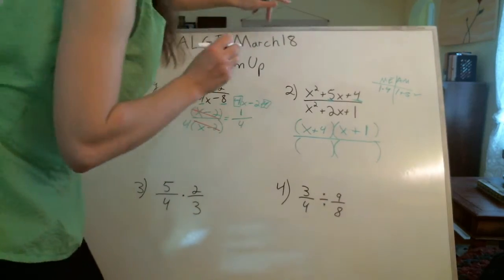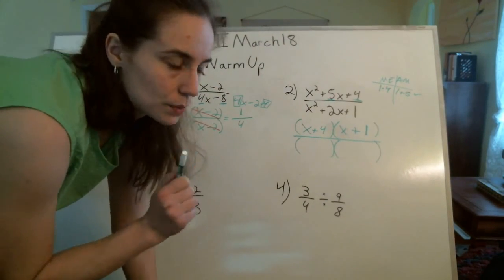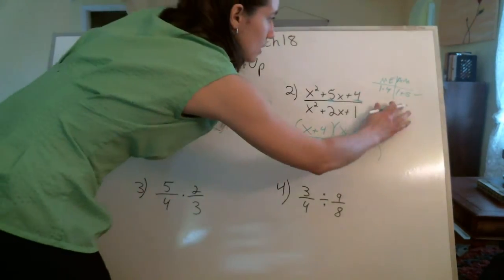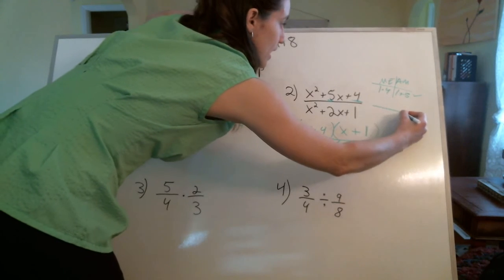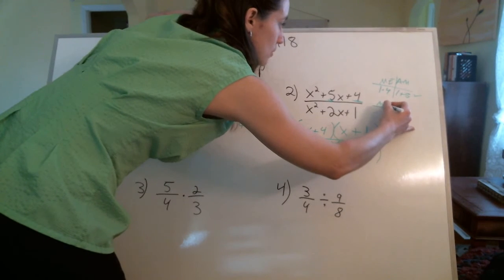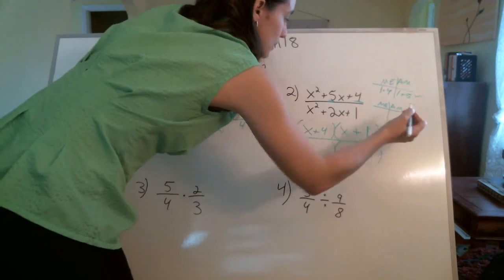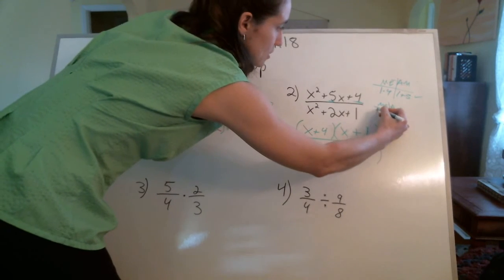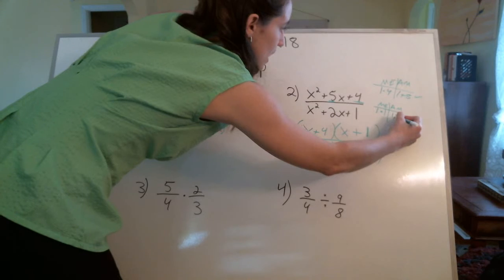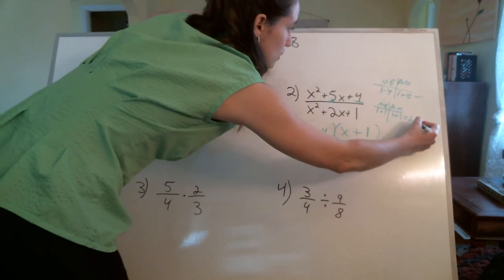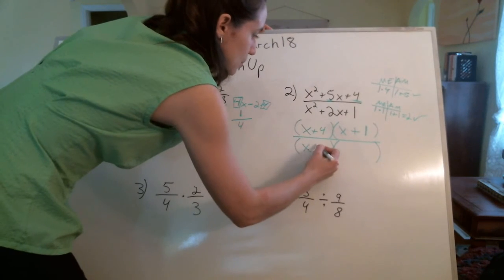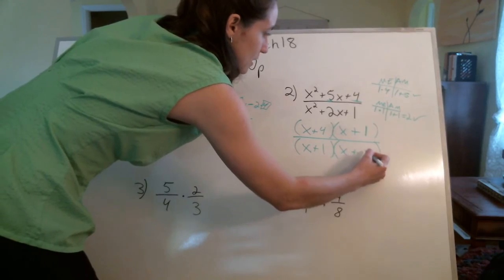All right, our denominator is one of my favorite trinomials for the denominator. What multiplies to 1 and adds up to 2? Multiplies to 1. Only one thing multiplies to 1. It's 1 times 1, which adds up to 2. So we'll have x plus 1, x plus 1.